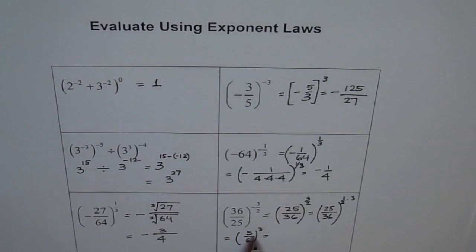So that means 5 times 5 times 5 divided by 6 times 6 times 6, correct? So 5 times 5, 25, and 25 times 5 is 125. Now here 6 times 6 is 36, and 36 times 6: 6 times 6 is 36, 6 times 3 is 18, and 3 is 21. 216. So that is our answer.